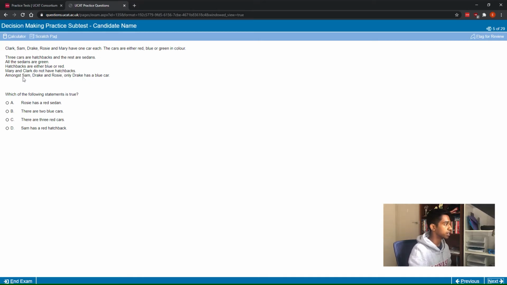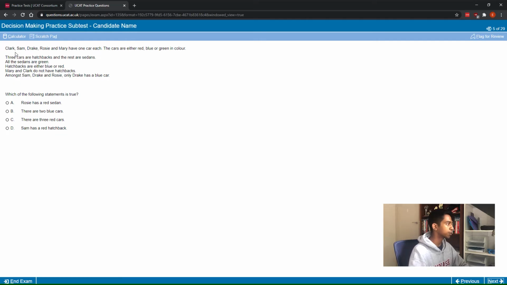about the information that's been given. So straight away from this one, Mary and Clark do not have hatchbacks, and we know that 3 cars are hatchbacks and the rest are sedans. And we also know that there are 5 people. I know straight away that Mary and Clark are the only people with sedans. So I'm writing each of the names, the initials. And I know that Clark and Mary have sedans and the rest of them have hatchbacks.